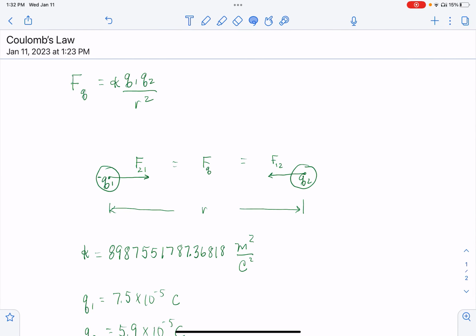Okay, students, here we go. We want to look at the first problem when it comes to Coulomb's law. And so, what is Coulomb's law? Well, this is Coulomb's law right here. So, what does this mean?